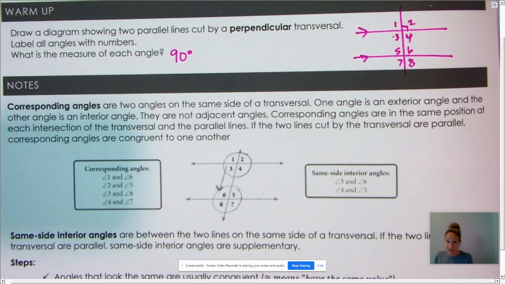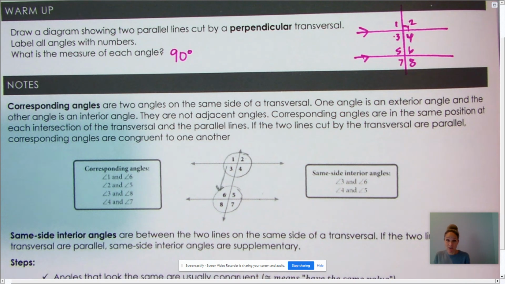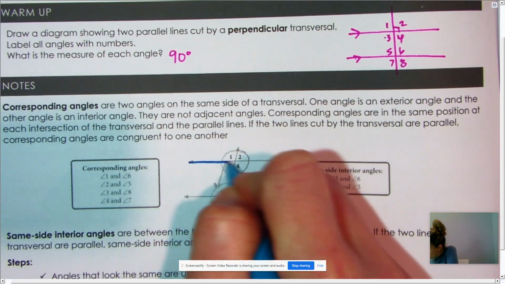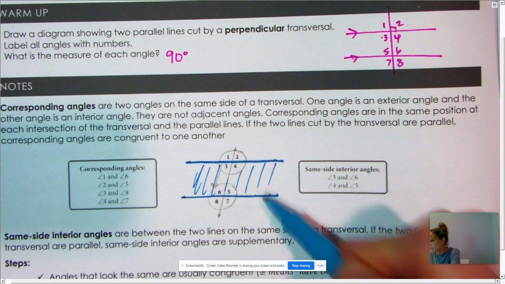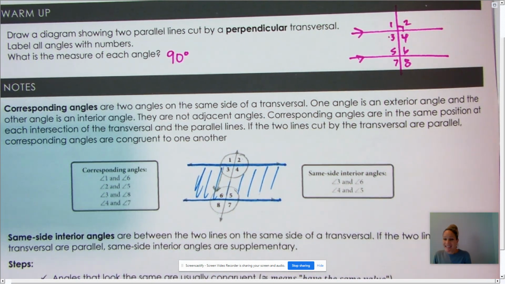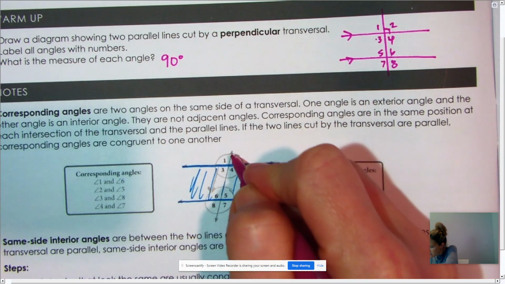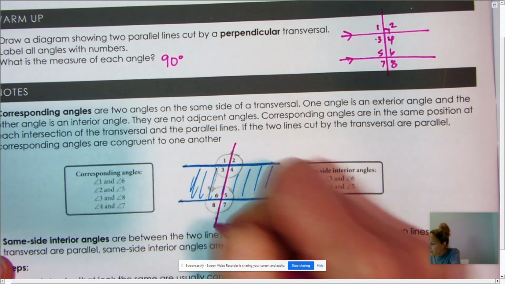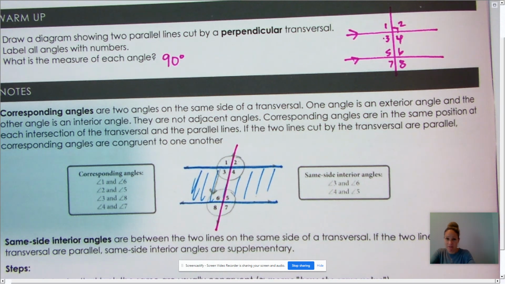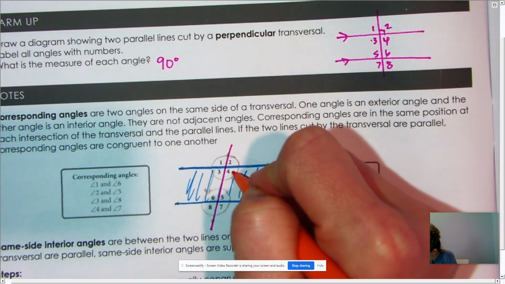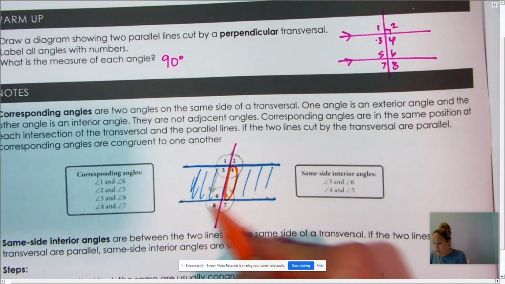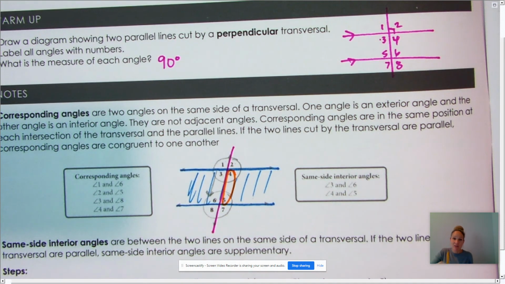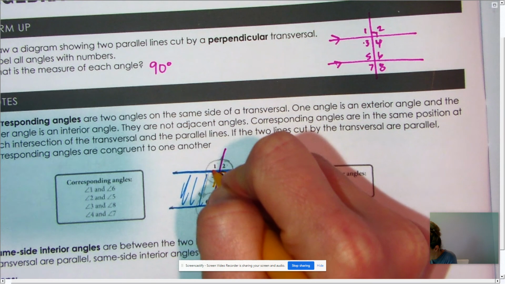Same side interior are the only ones that are a little bit different than all the other pairs we've been looking at. So remember when we talked about interior angles, I said, well, think about, here's our two parallel lines. Interior would be everything between the lines, right? So that's interior. Well, same side would mean if this is the transversal right here, they're on the same side of the transversal. So like 4 and 5 here would be same side interior. Okay, 4 and 5, also 3 and 6 would be same side interior. And the thing that's a little bit different about this relationship is they're not congruent to each other.